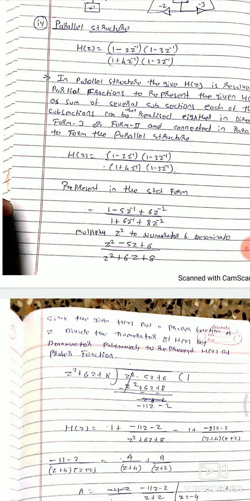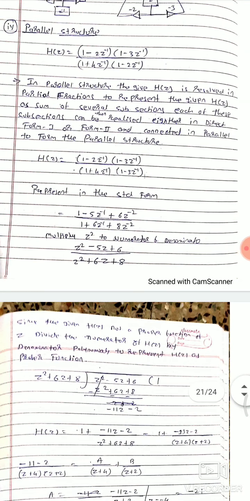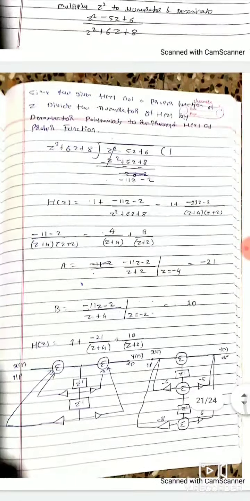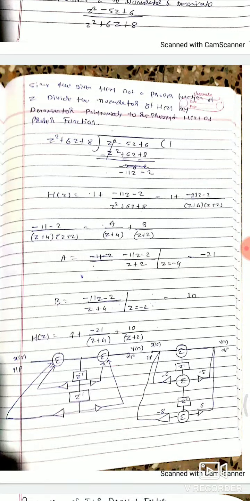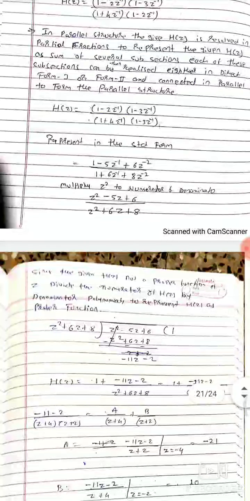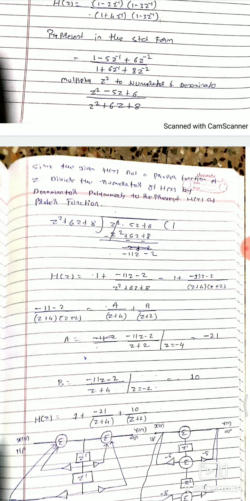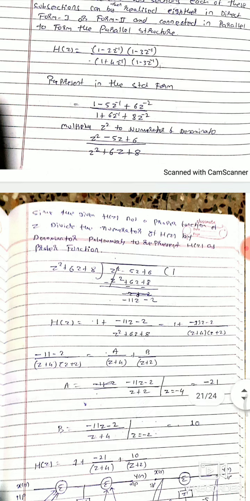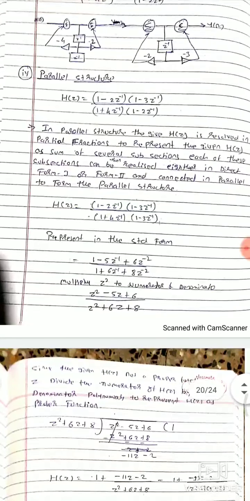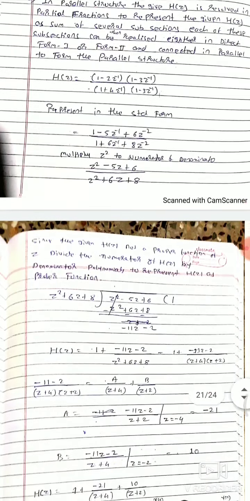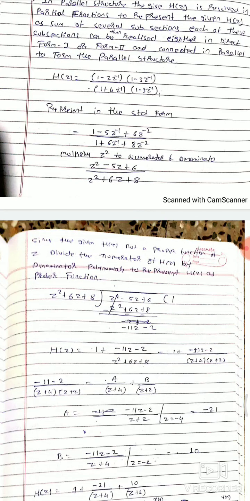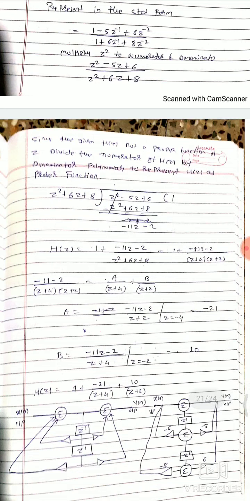Parallel structure. Parallel structure is a similar one. You have to add these two. So you can see here, you have to add A by B. So you have to do the partial fraction. Okay, so this is not in the standard form. To get the partial fraction, divide this equation. Why is this not in standard form? The numerator order and denominator order are the same. Okay, so that's why I have to divide this and write it in a standard form.